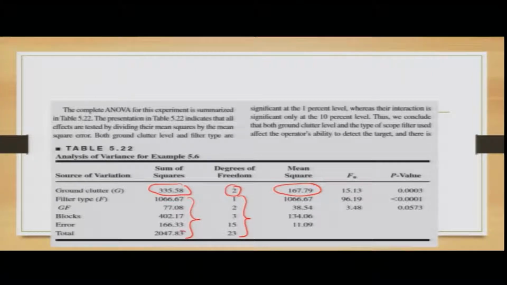Now, remember one thing, the sum of all the squares should add up to this value, 2,047.83. The sum of all the degrees of freedom should add up to 23. So, this 2 plus 1, 3, 4, 5, 5 plus 15 is 20, 20 plus 3 is 23. So, this value basically is there, similar here. Then you divide the sum of the squares by the degrees of freedom, you get the mean squares, and finding the ratios of the mean squares gives the F values, and then you can comment intelligently whether they are significant or non-significant depending on the level of significance.